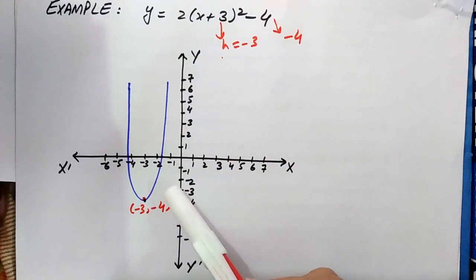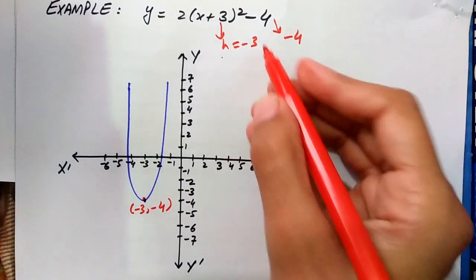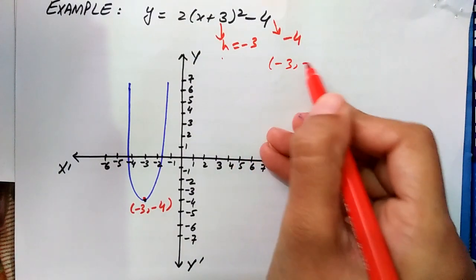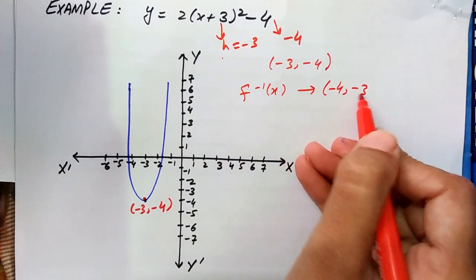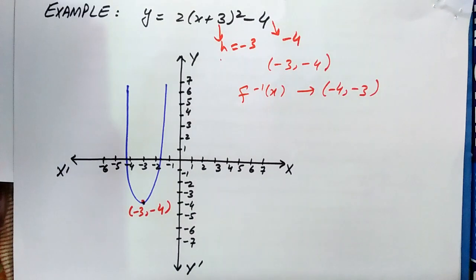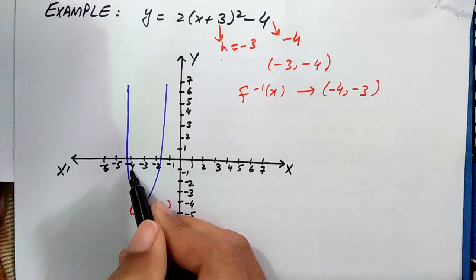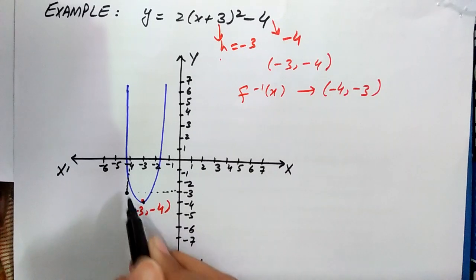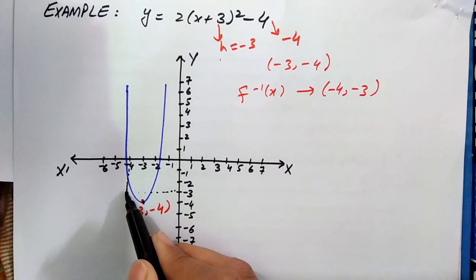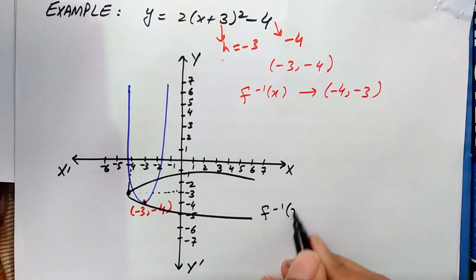Now for drawing the graph for f inverse of x, since the vertex for f of x is (minus 3, minus 4), the vertex for f inverse of x will become (minus 4, minus 3), that is the reverse of this coordinate point. So basically minus 4 and minus 3. Here is the point minus 4 and this is the point minus 3. So here it is the vertex for f inverse of x. So its graph will be like this. This is the graph for f inverse of x.